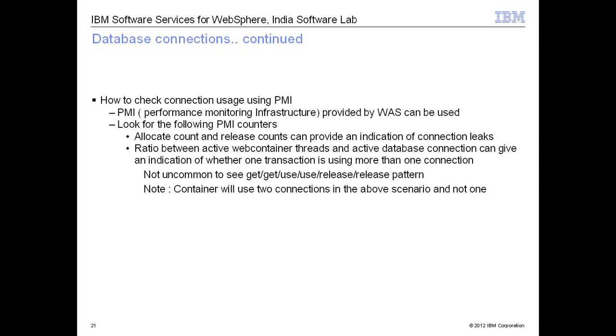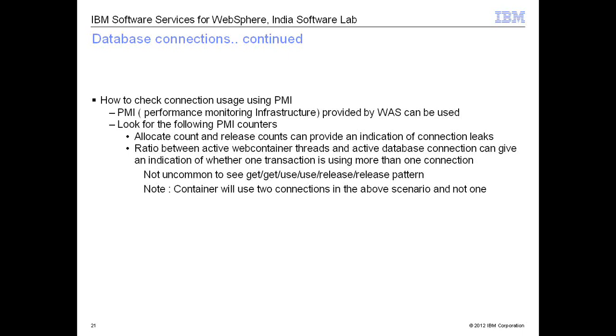The PMI infrastructure gives you counters such as database connection allocate count. It also gives counters such as database connection release count. So using the difference of these two, one can find out if there are any leaks. If there are more allocates than releases, it's an indication of a leak.